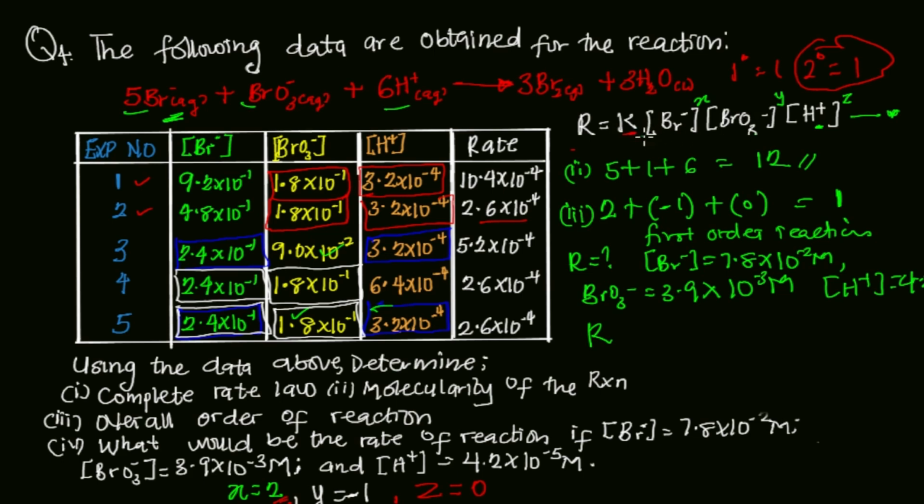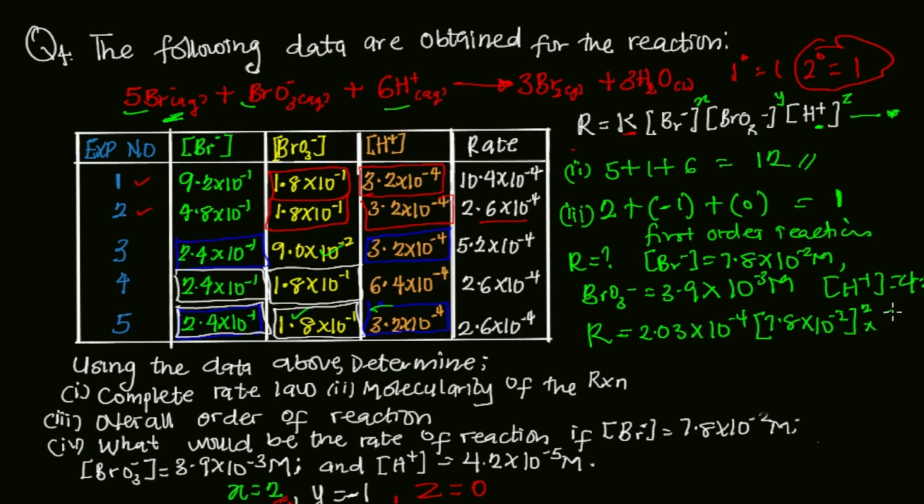The rate constant is actually a constant value, and we have it to be 2.03 multiplied by 10 raised to power minus 4. Then multiply by the concentration of bromine ion that we are given, which is 7.8 multiplied by 10 raised to power minus 2. Then we close the bracket, and don't forget the power of this is x, and x is 2. So I'm going to put 2 here.